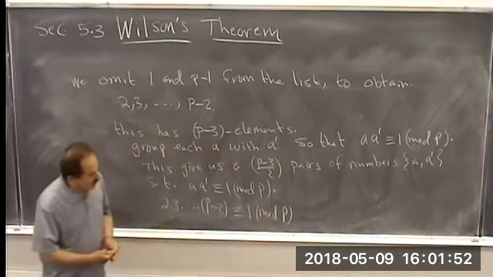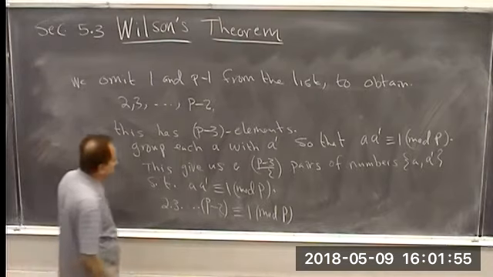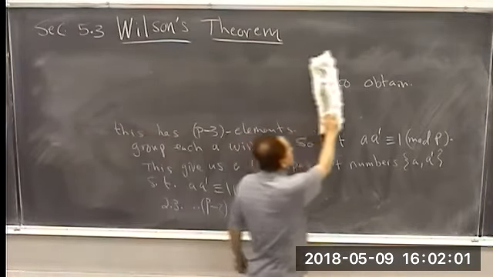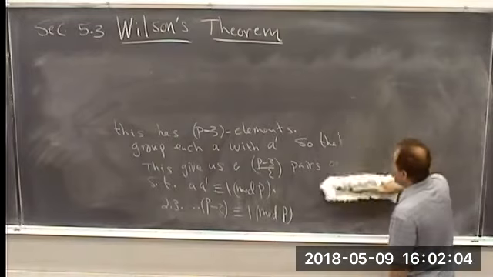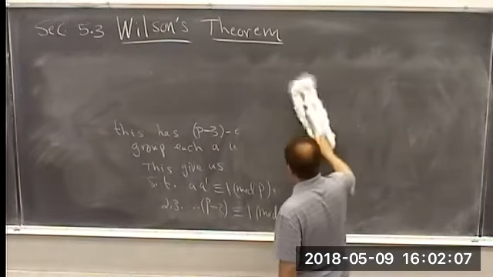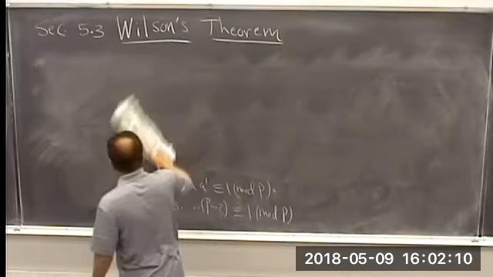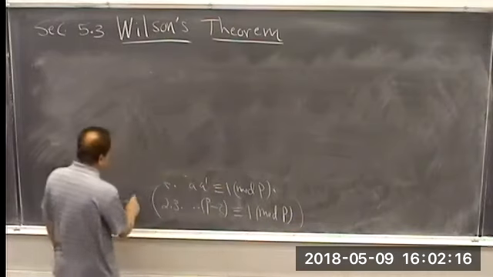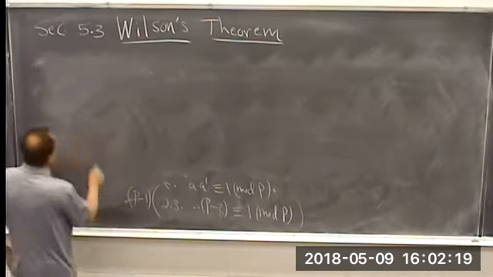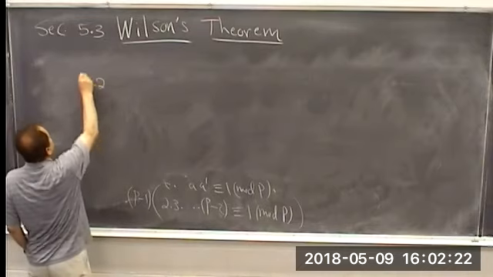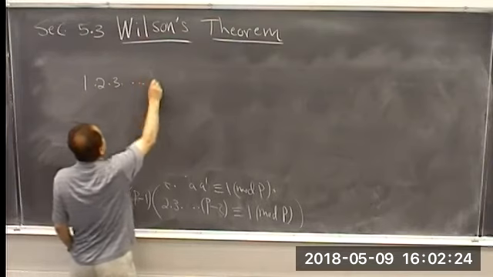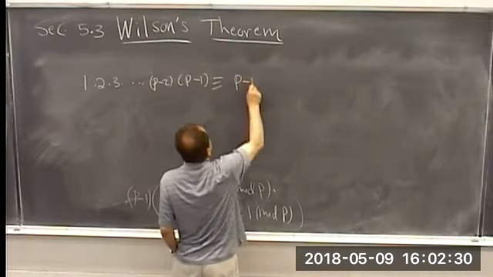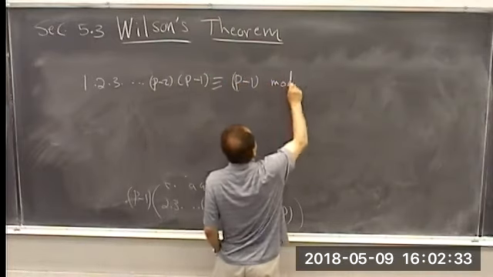All right, now we need to multiply the two sides of this congruence relation by p minus 1, which makes the left-hand side p minus 1 factorial. So we get 1, 2, 3 up to p minus 2, p minus 1, which is congruent to p minus 1 mod p.